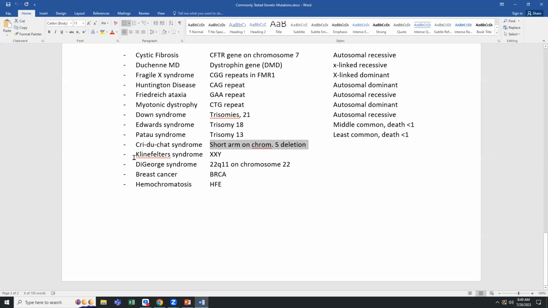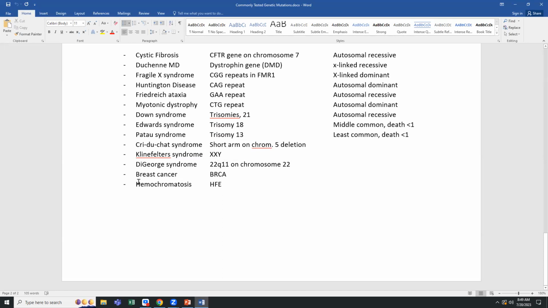Klinefelter syndrome is having 2 X and a Y. So you have the genome essentially for being female and male all in one. You get essentially an extra X chromosome. DiGeorge syndrome, this is actually a deletion, so I wouldn't worry about this, but it's affecting chromosome 22.